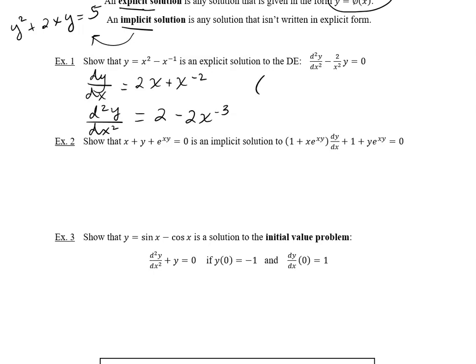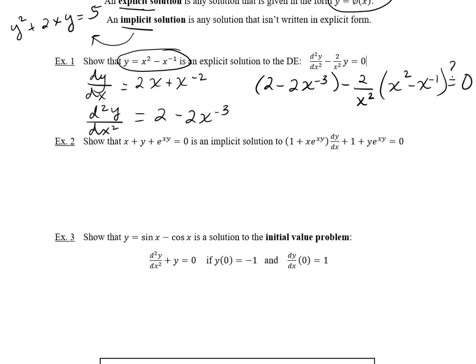The second derivative was 2 minus 2x to the negative third minus 2 over x squared times y. Now remember, y was the original expression they gave me up here. So that was x squared minus x to the negative first. And if this is in fact a solution, then this should simplify to just 0. Now notice I didn't actually need the dy dx, and that's because there was no dy dx in the differential equation. I only used the dy dx to get to the second derivative because I did need that. So let's clean this up a little bit.